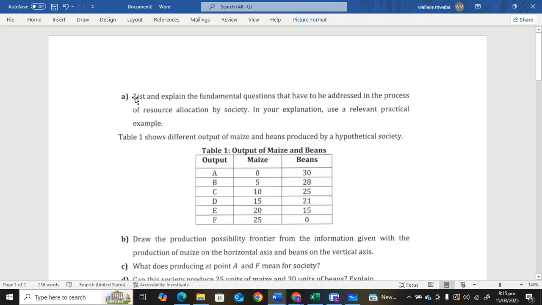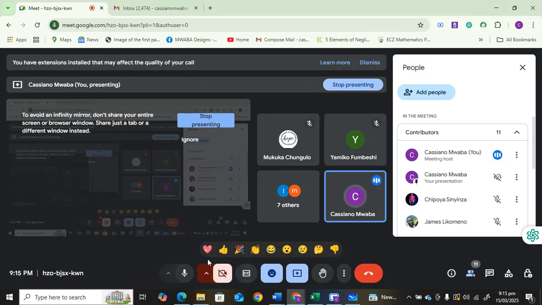Okay, so question A here says list and explain the fundamental questions that have to be addressed in the process of resource allocation by society. In your explanation, use a relevant practical example. Okay, so here we're going back to the roots, right? What is economics, colleagues? What's the definition of economics? Does anyone remember the definition I gave last time?